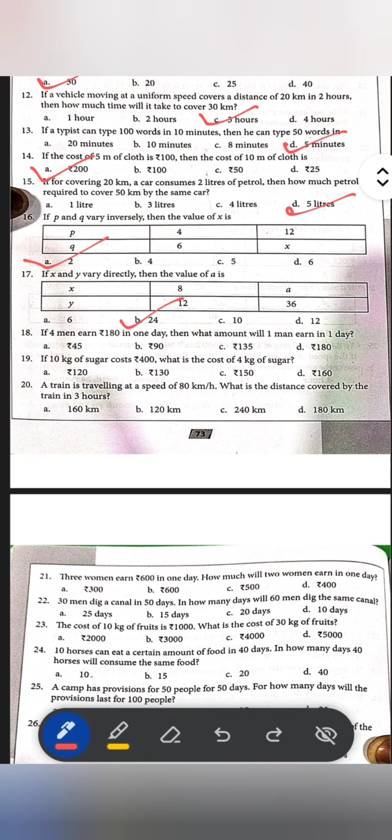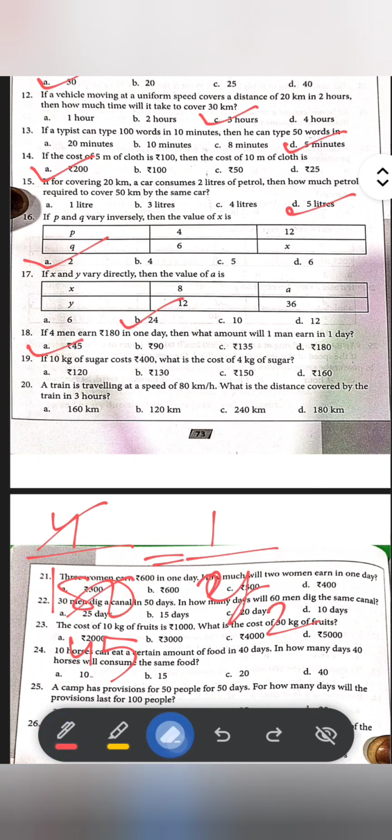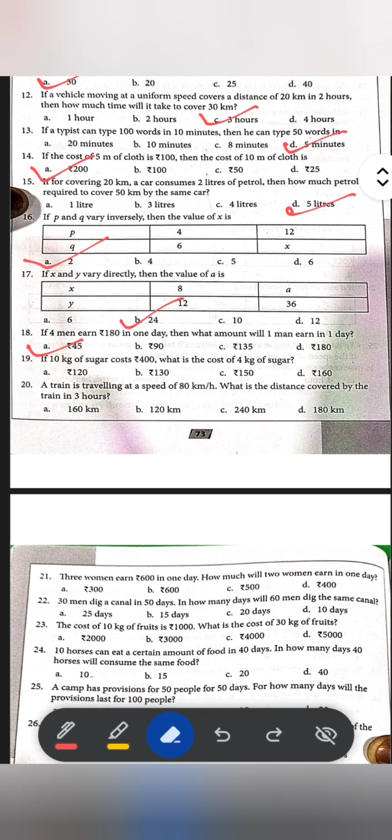Now, if 4 men earn 180 rupees in one day, then what amount will one man earn in one day? Okay, so in one day, 4 men are earning 180 rupees. If there are fewer men, they will earn less money. Now 4 men earn 180 rupees in one day. So one man can earn y2, and we cancel them out. 4 fours are 16, 18 minus 16 is 2, 20, 4 fives are 20. So y2 is equal to 45 rupees. It means one man can earn 45 rupees in one day.